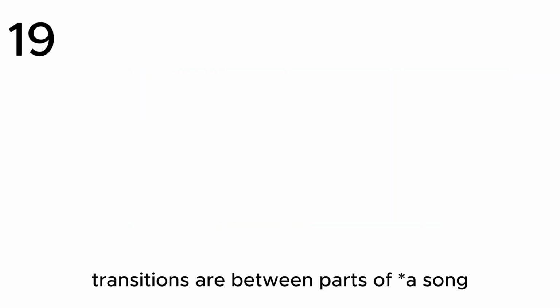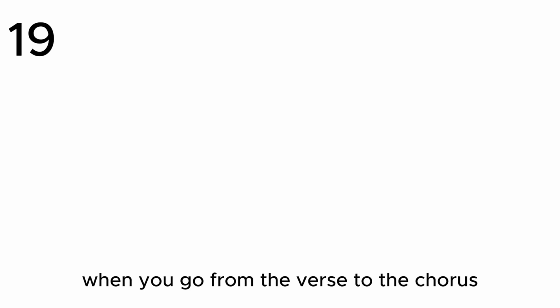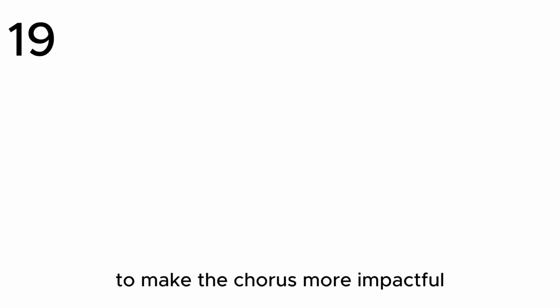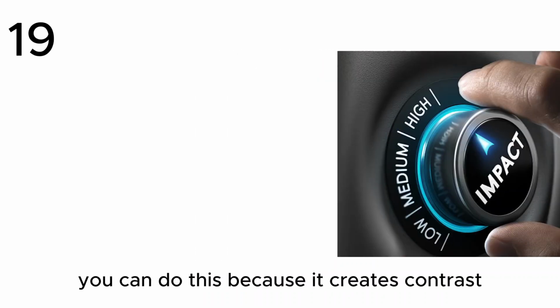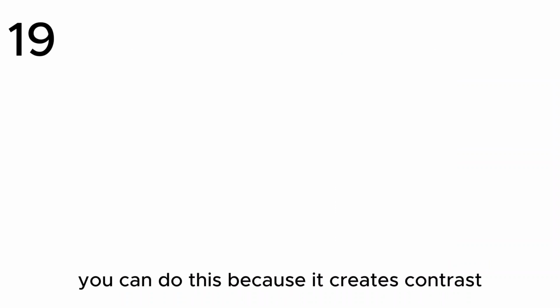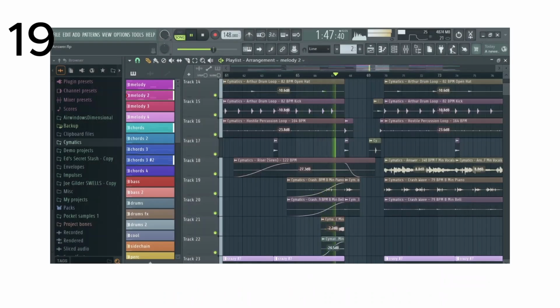Transitions are between parts of songs. For example, when you go from the verse to the chorus. To make the chorus more impactful, you can use silence right before. You can do this because it creates contrast. Another way to make contrast is to automate a filter effect right before the chorus.